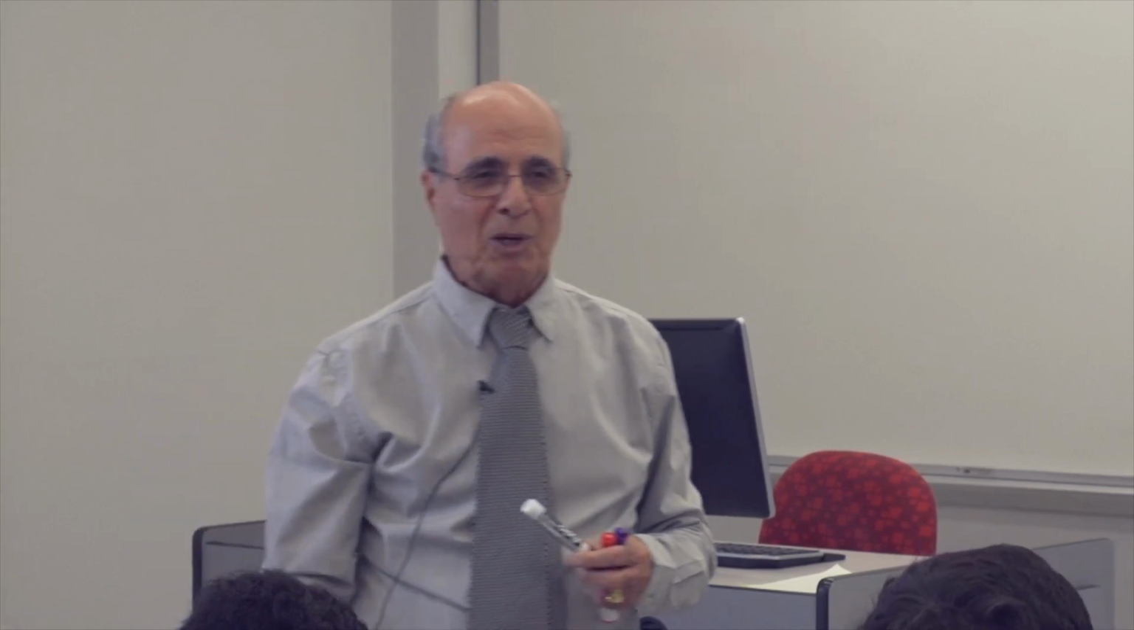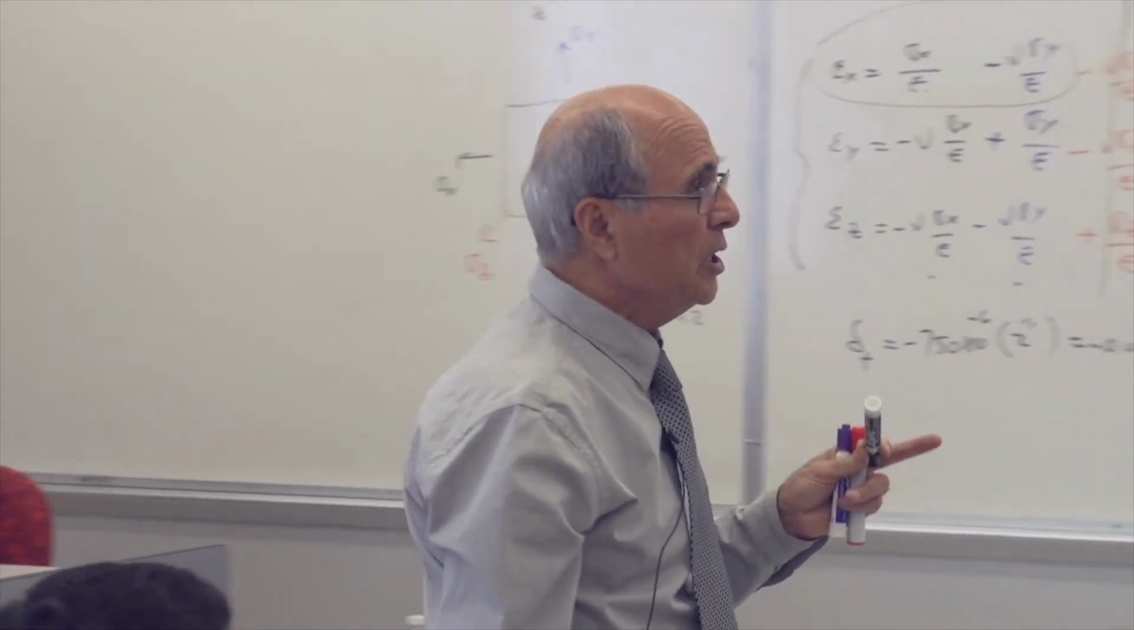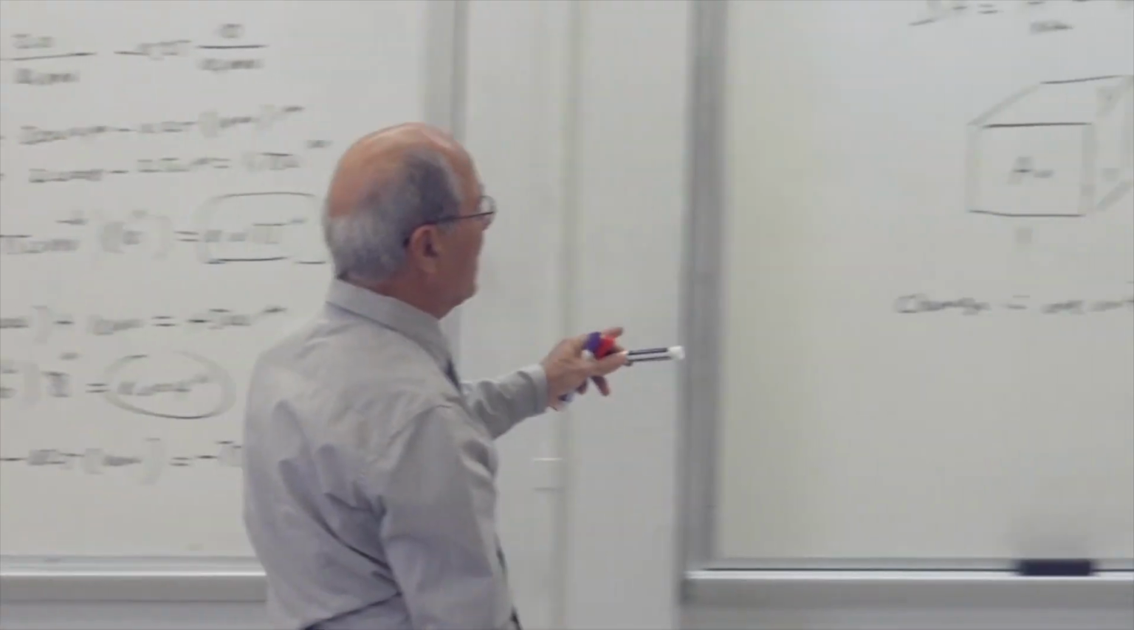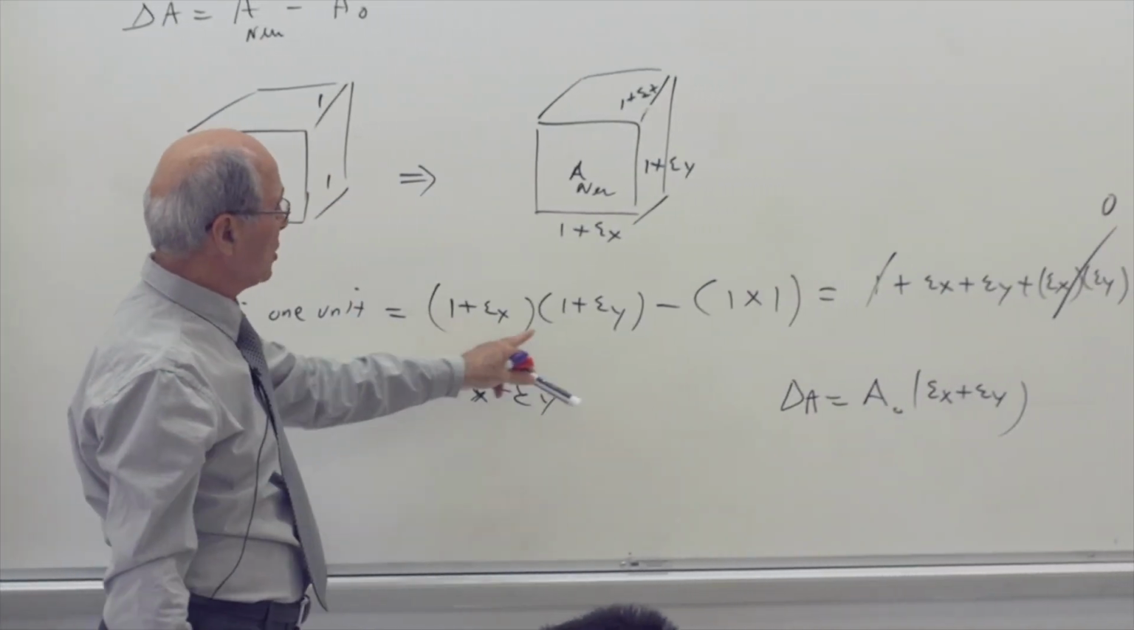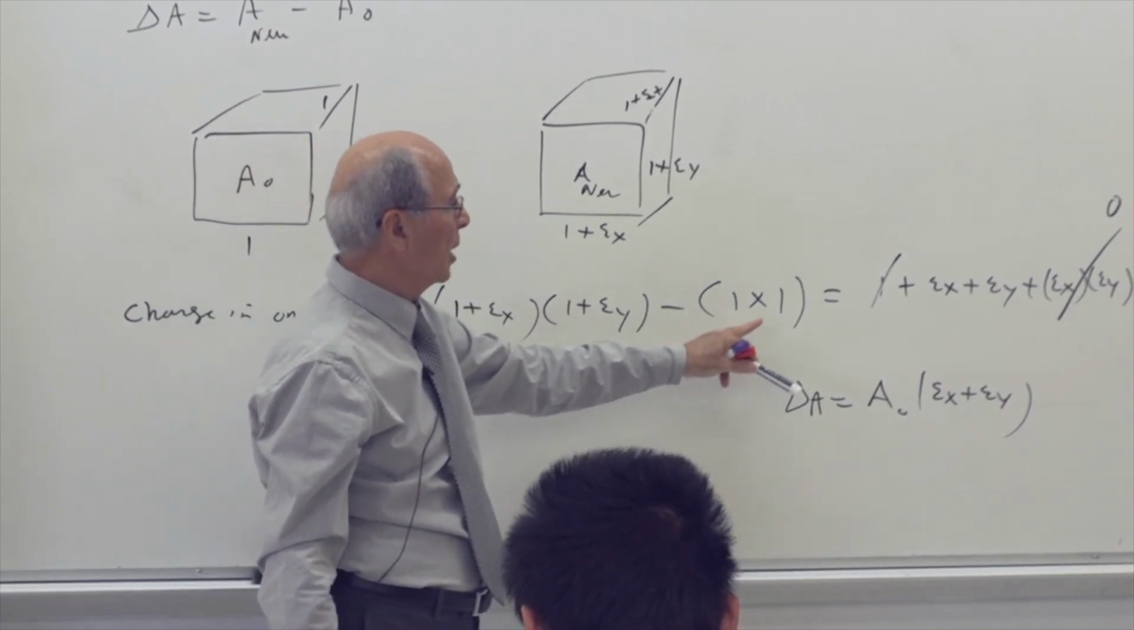E, small e. The capital E is the modulus of elasticity, my friend. This is a small e. Small e is the amount of change per 1 unit of volume. The same, exactly: (1 plus epsilon x), (1 plus epsilon y), (1 plus epsilon z), minus 1 times 1 times 1.